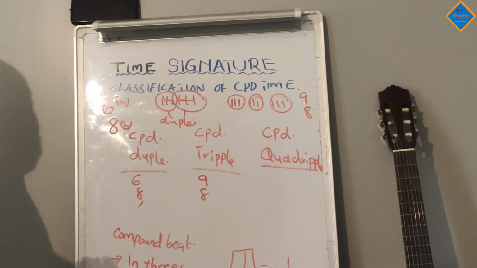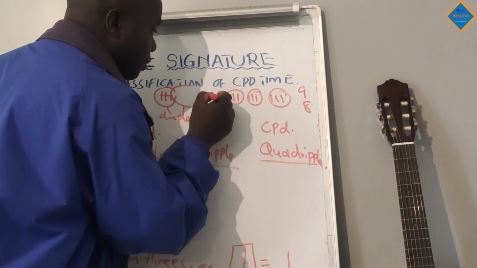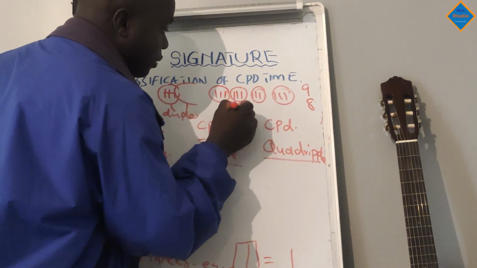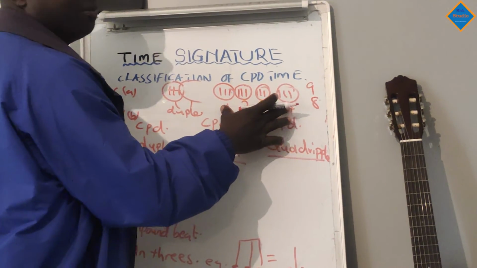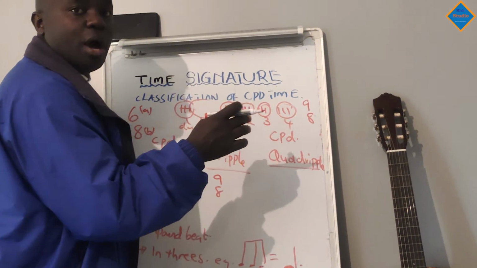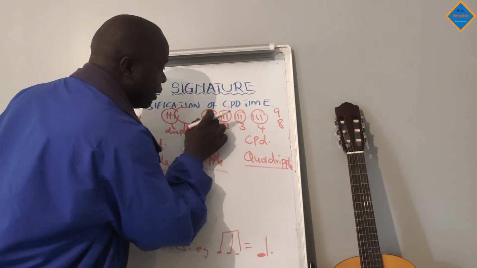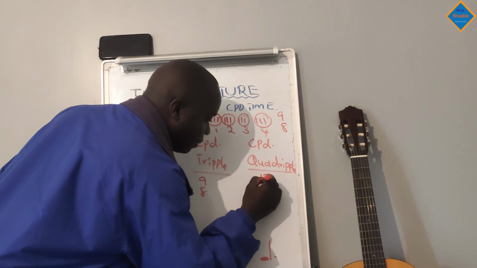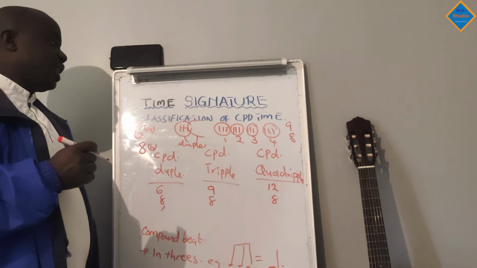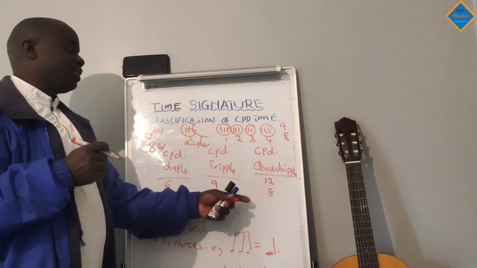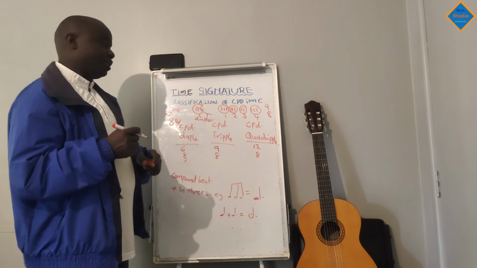So when is it quadruple? On this 9/8, in case we add one more bunch of threes, 1, 2, 3, so it's 1, 2, 3, 4. The existence of the bunches in fours amounts to a quadruple. A quad in mathematics means 4. So this is like 3 times 4 is 12. So 12/8 is an example of compound quadruple time signature.